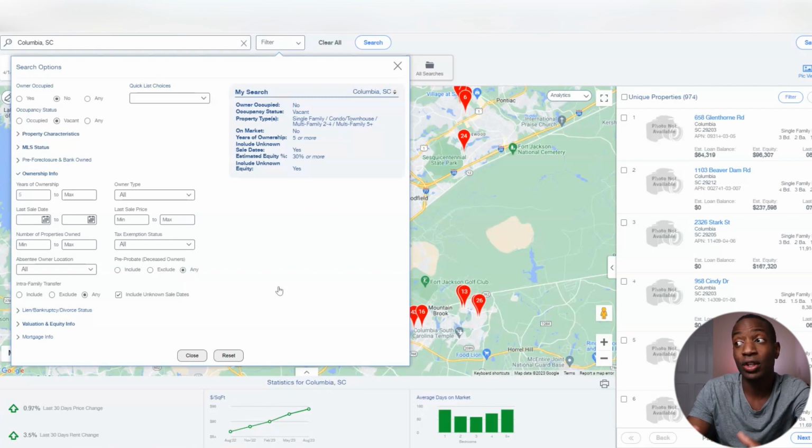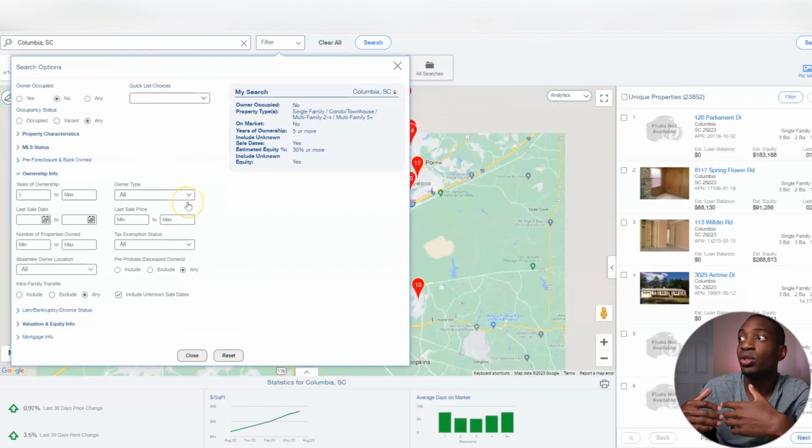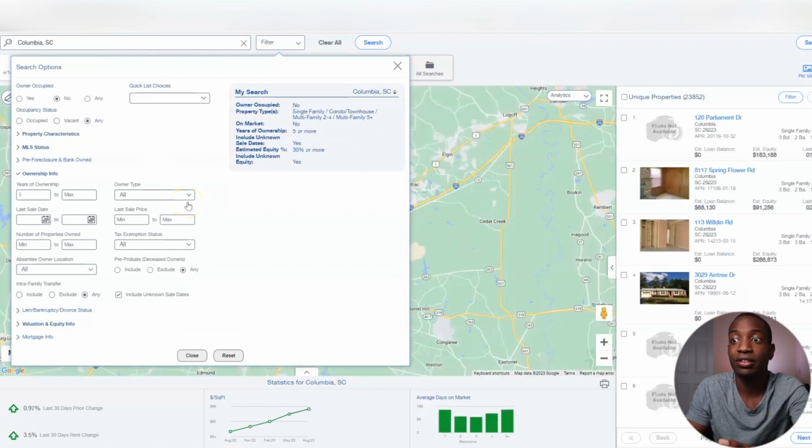One way to make it broader so you can have more on your list, and Columbia, South Carolina is not a huge city, what I would do is I would put any occupancy. So that includes people who own a property, they don't live in it, but someone else lives in it because it's a rental, right?